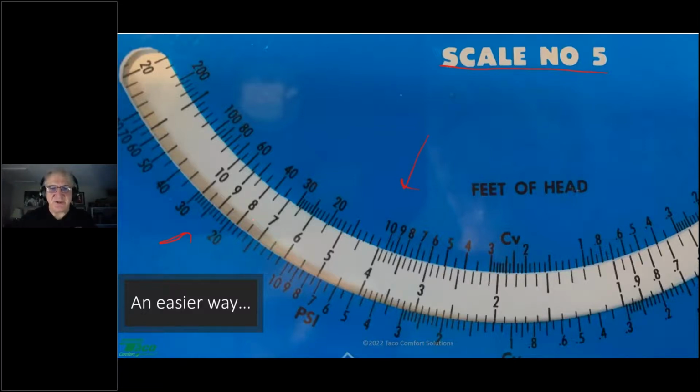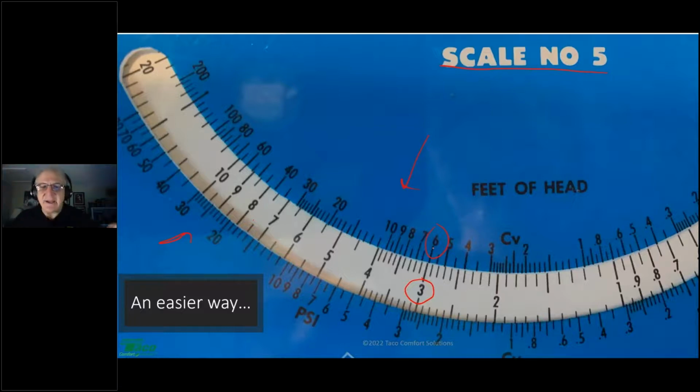So let's take a look. The way you would do this is you line up in the window here your flow and your head. You line up flow and head right there. So 3 gallons a minute, 6 feet of head.